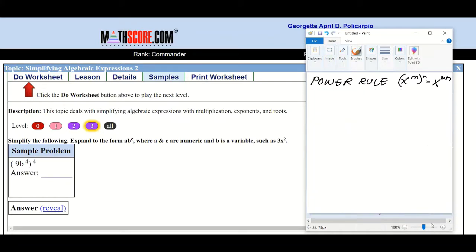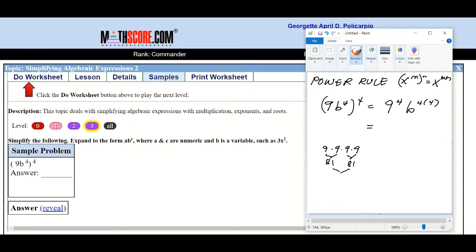Ito, power rule din to, or power of a product actually, kasi mayroon tayong isa pang given aside from the variable with an exponent. So, 9b to the 4th raised to the 4th power is the same as 9 to the 4th b to the 4th raised to the 4th power. Mumultiply natin yun. 9 to the 4th is 9 times 9 times 9 times 9. Ito ay 81. Ito ay 81.